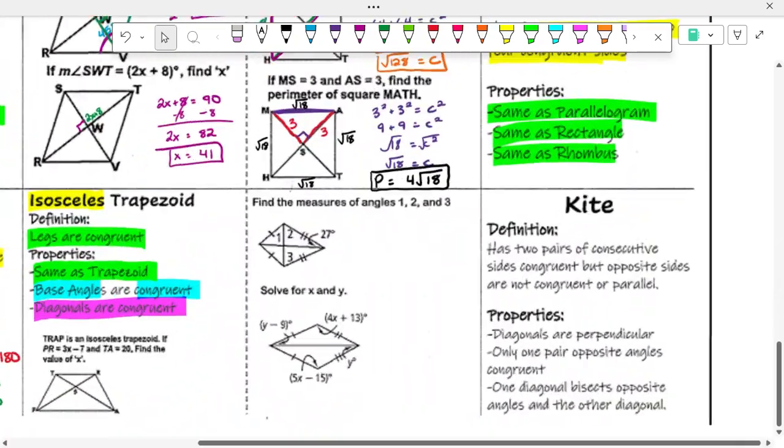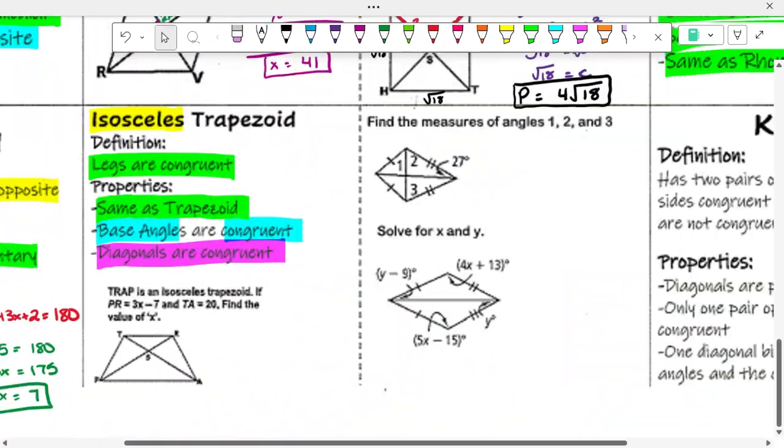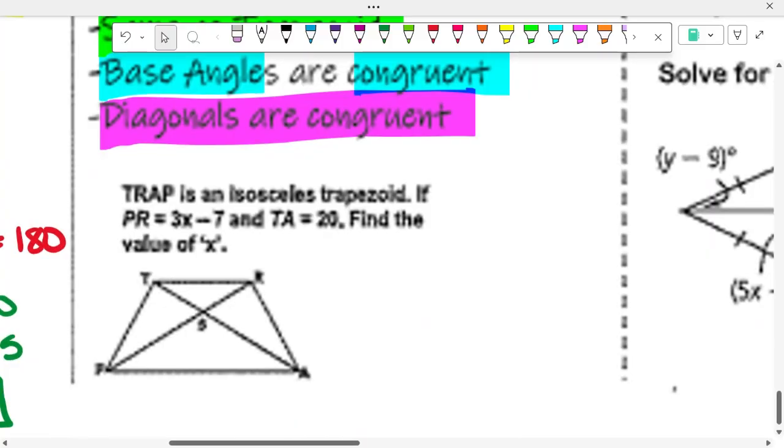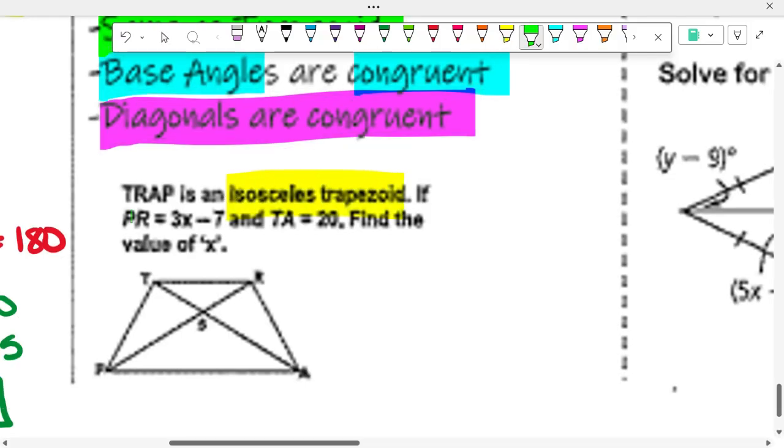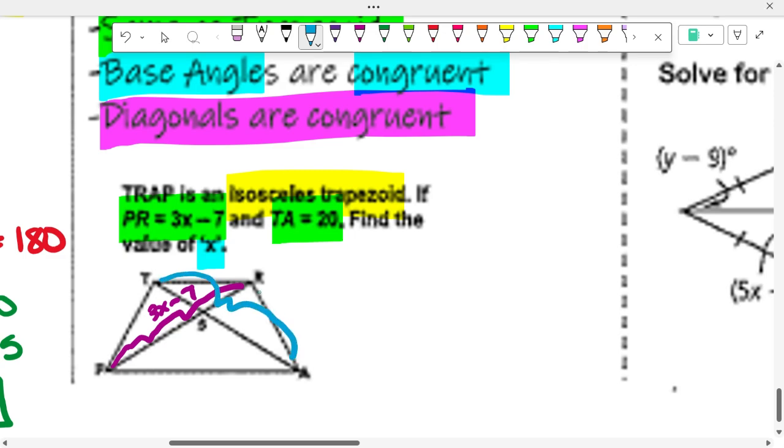All right. So let's do a problem here. Trap is an isosceles trapezoid. If PR is 3x minus 7 and TA is equal to 20, what's the value of x? So PR, this whole length right here is 3x minus 7. And TA, or this whole length right here, is 20.